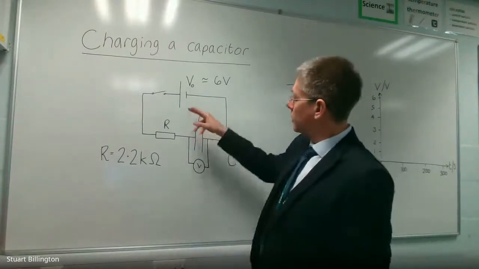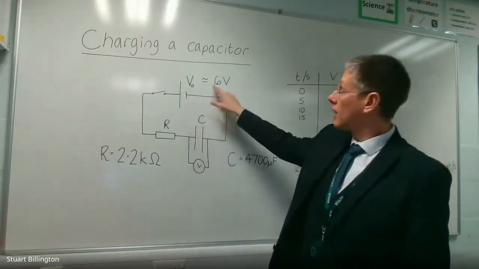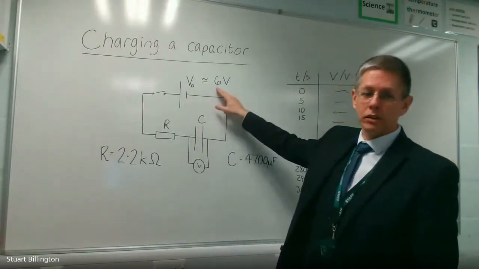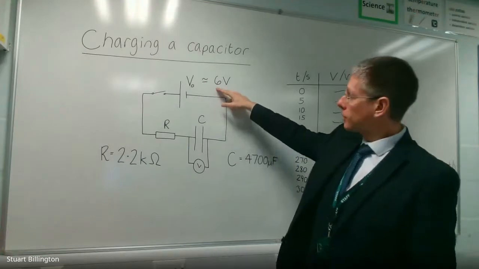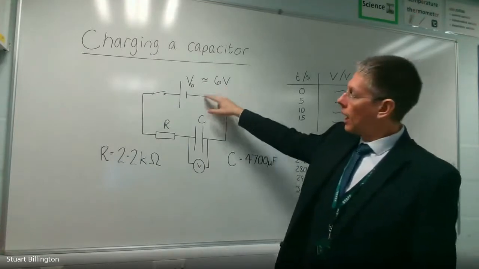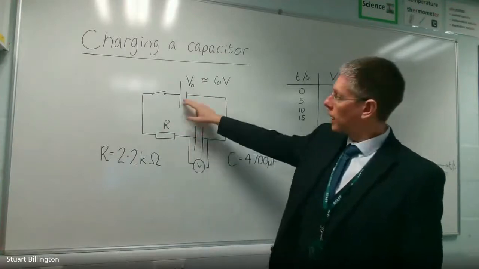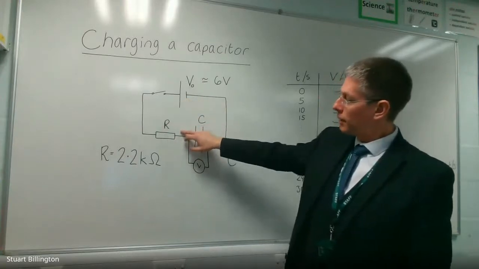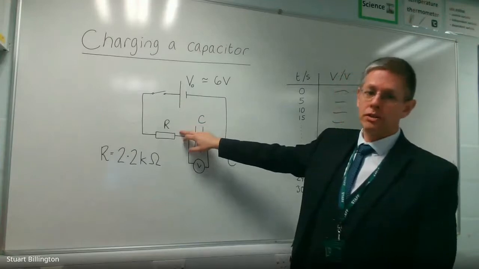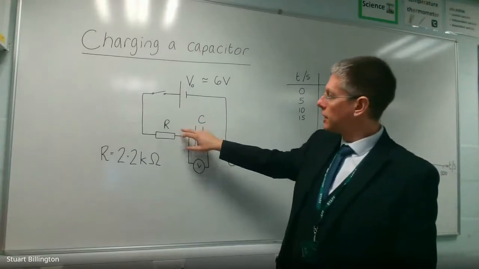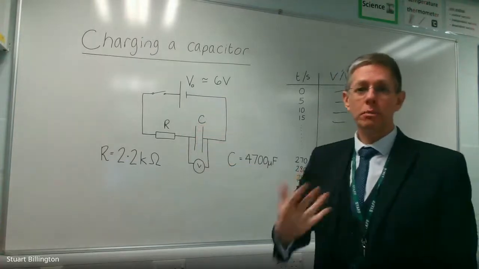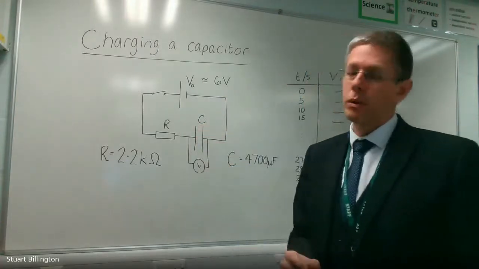So we've got the power pack again, and I've left it set at the same 6 volts or so that it was at last time. Doesn't really matter. And this time the resistor is in the charging circuit. So as the current flows, it'll be restricted a little bit by this resistor, which will mean that the capacitor does charge over a period of time rather than very quickly.